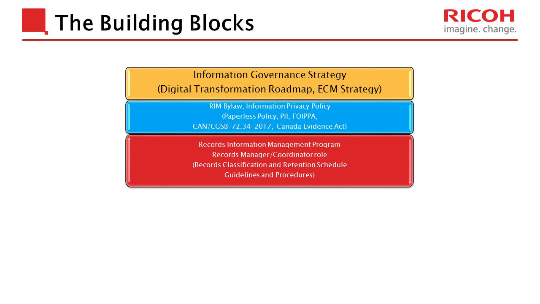So the program as well will have, as I mentioned, at the center of that program your records classification and retention schedule. And then you also have to have your guidelines and procedures. So these are the guidelines and procedures on how you're managing your records. A simple example would be a file naming convention. So you have to have a file naming convention, so your user community will have to understand how certain files are named.